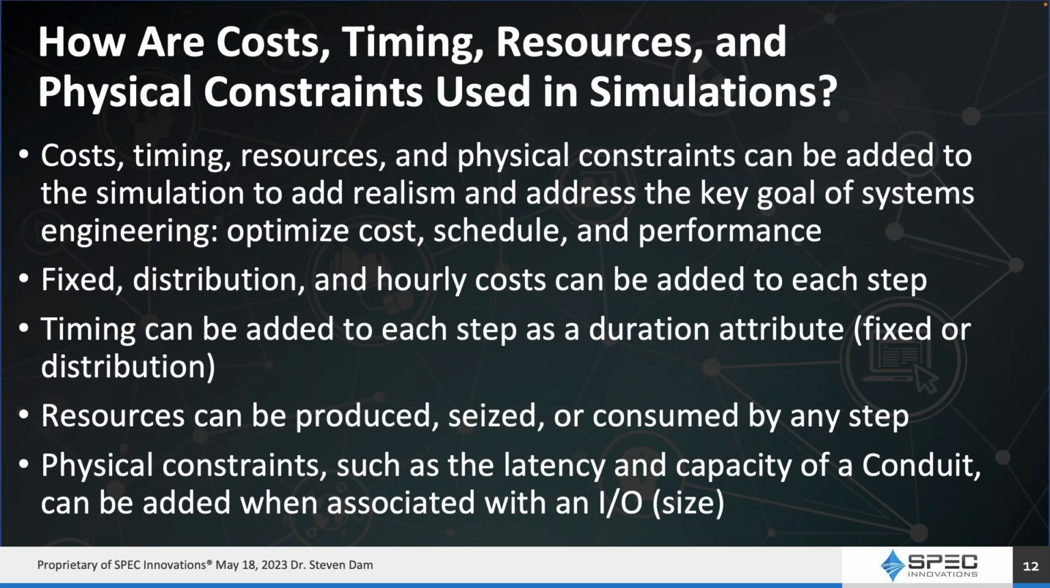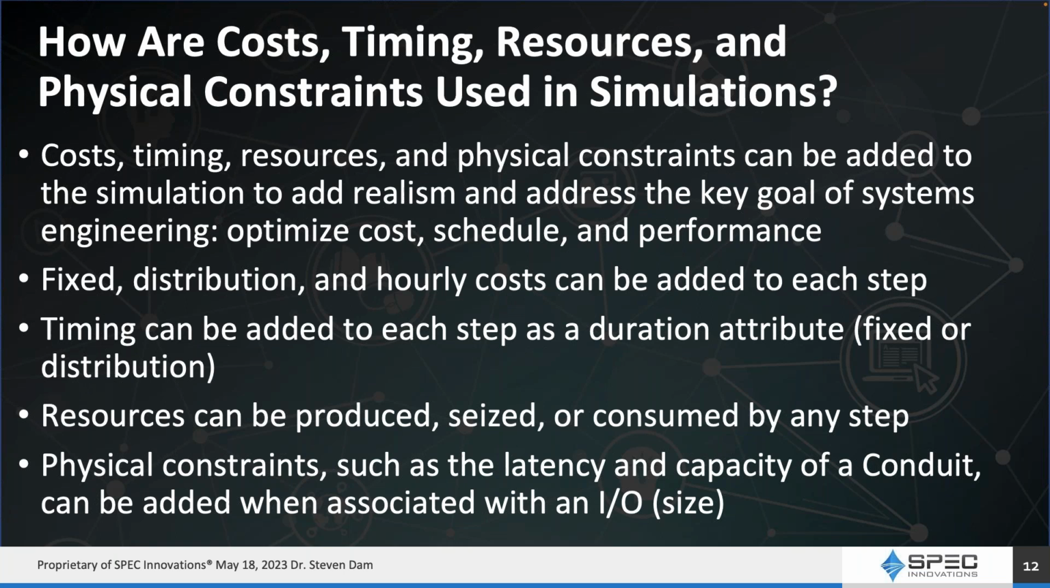Timing is the next thing. Again, that can also be a distribution attribute. It's a duration attribute. It's fixed or distribution. Resources can be produced, seized, or consumed by any step. That's useful. If I'm using a lot of water, and my tank starts running dry, I need to go back and refill the tank. So that can help you make decisions as well. That's one of the options. That's one of the standard scripts you'll see that we have in the tool, and it's available.